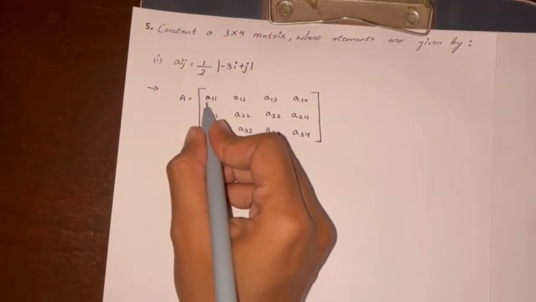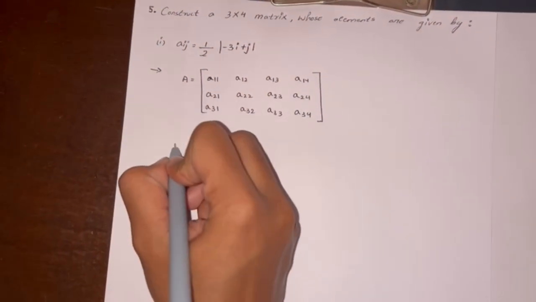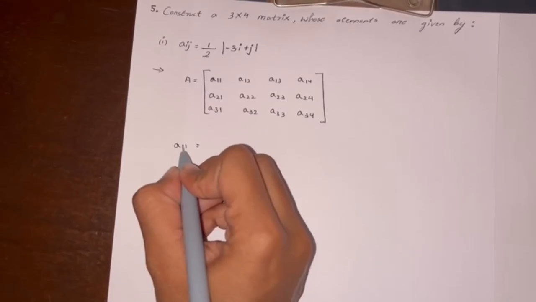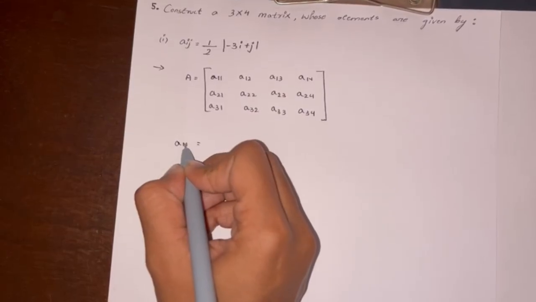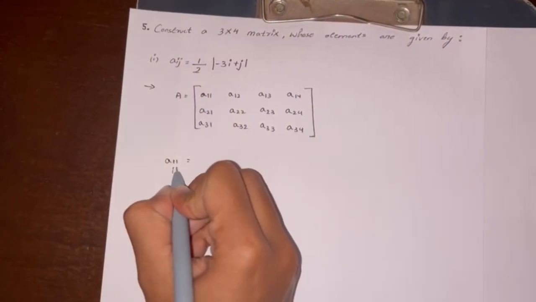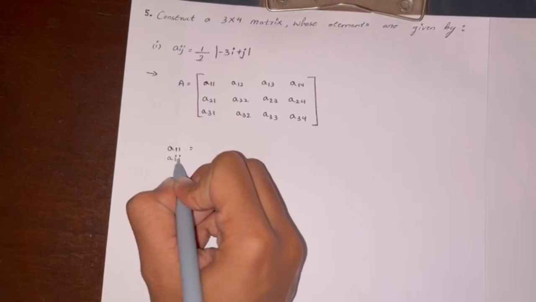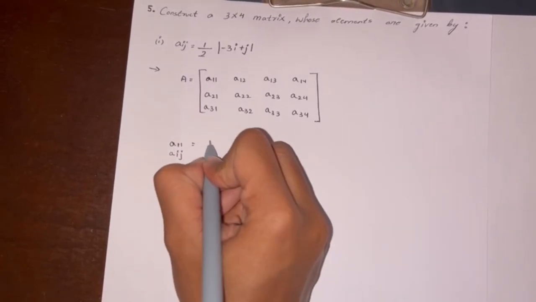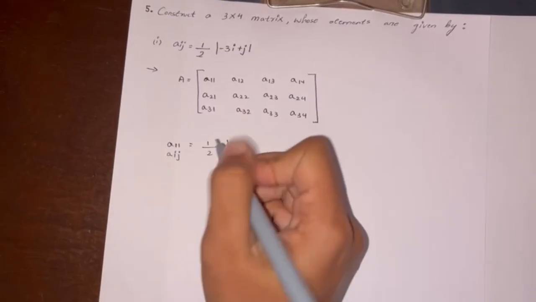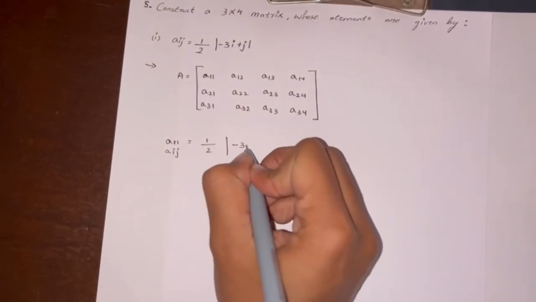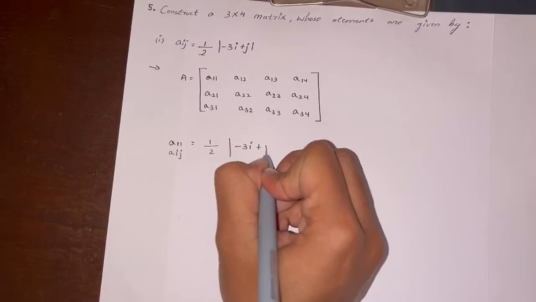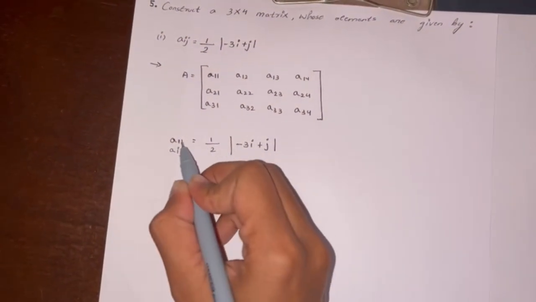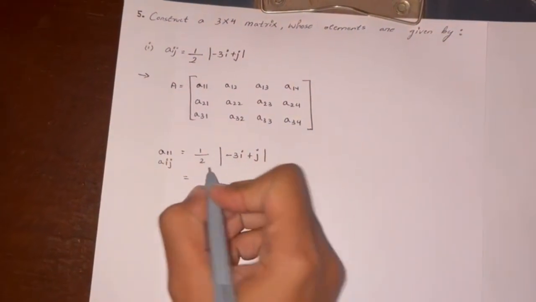So first let's find A11. Here we have to simply replace 1 and 1 in place of i and j. In place of a_ij, we have to replace this number. So let's write down the question again. a_ij is 1 by 2 mod of minus 3i plus j. So here in place of i we have to substitute 1, and in place of j we have to substitute 1. So let's do it.